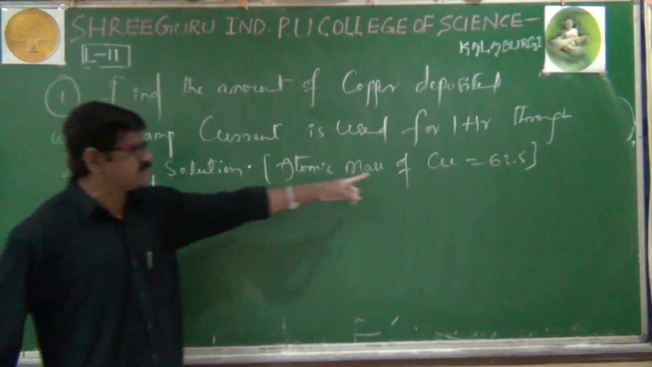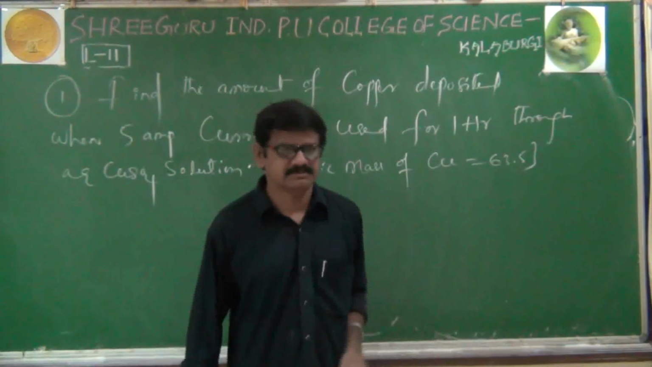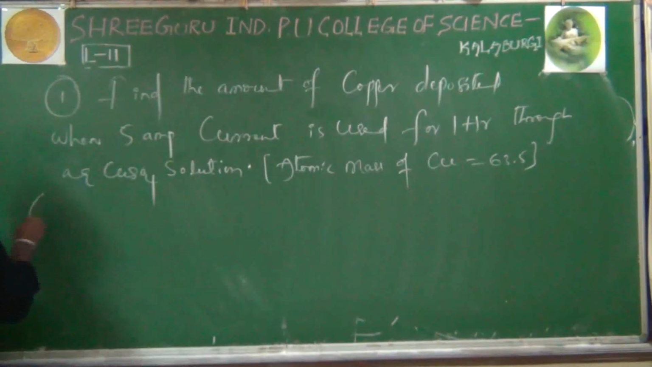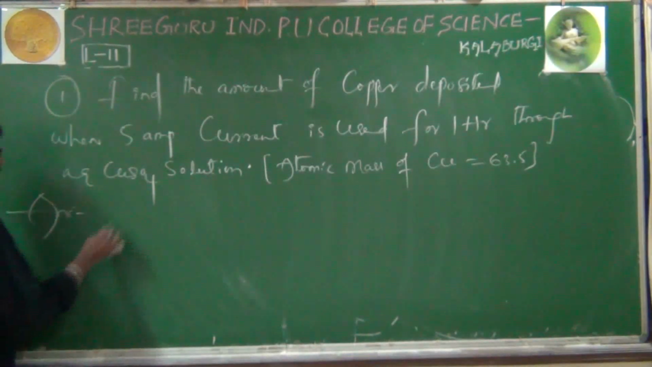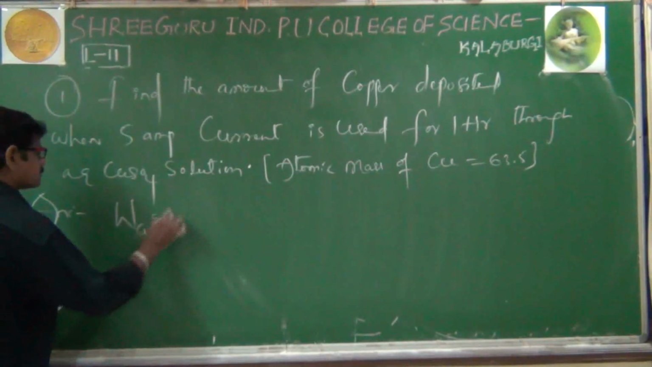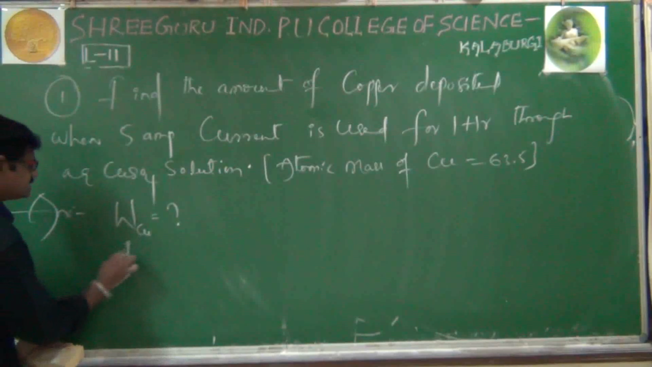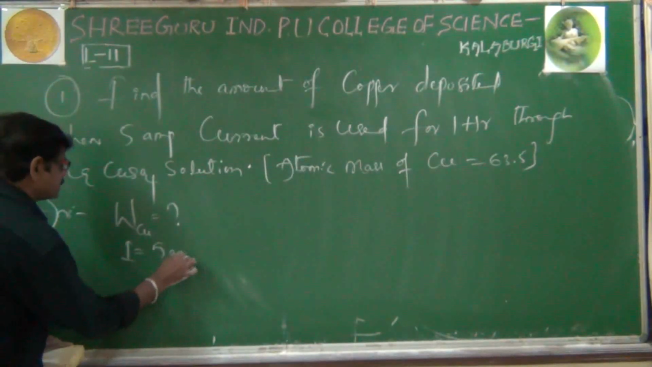Then of course the atomic mass of copper is given as 63.5. Now what we have to calculate? Mass we have to calculate. Therefore, first we will write its relevant data. Mass of copper, question mark. Next, I is equal to 5 amperes.